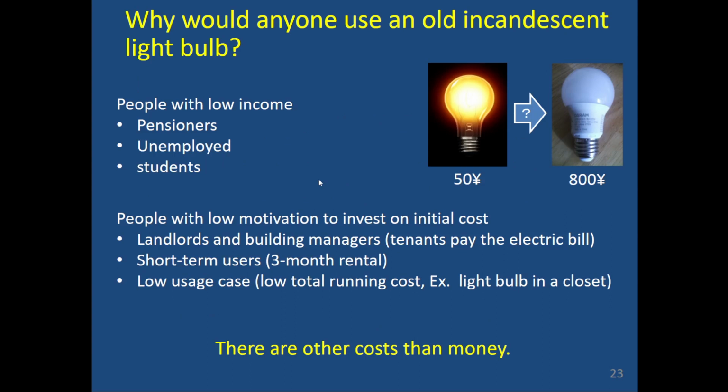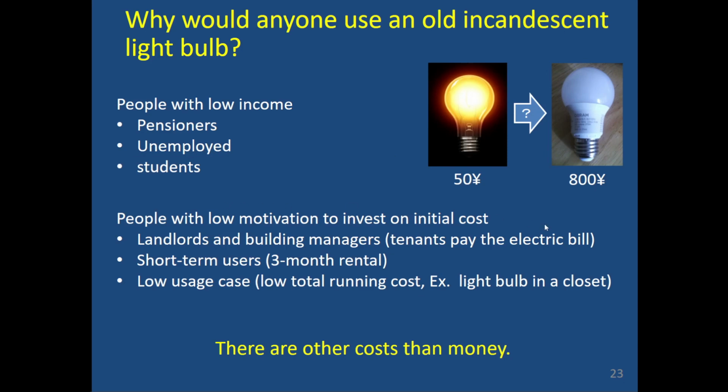So let's think of some other ideas. Why would anyone use an old incandescent light bulb? One possibility is just people with low income. For some people, having 50 yen or 800 yen for a light bulb is not a worrying problem. But for example, if you're on a pension or limited income, or unemployed, or many are students, maybe you don't have that extra money to buy this LED bulb.